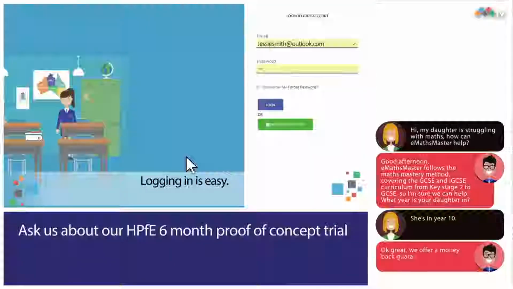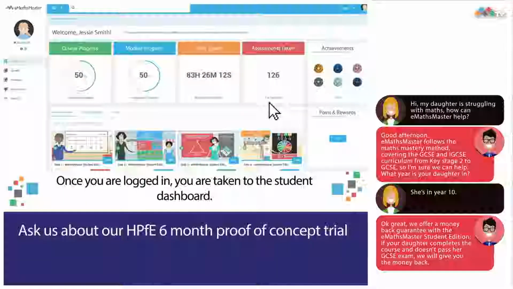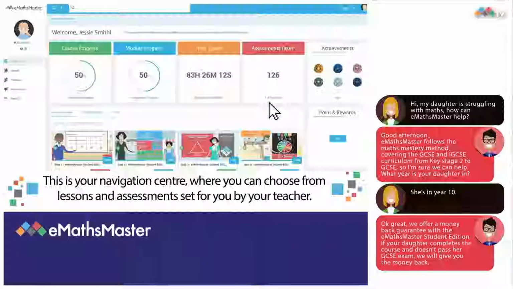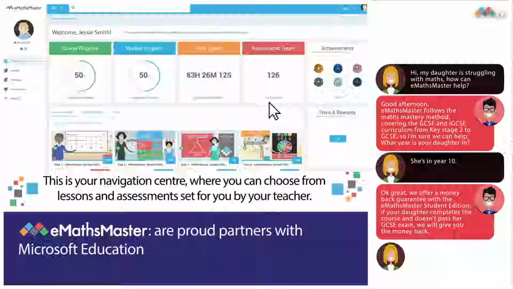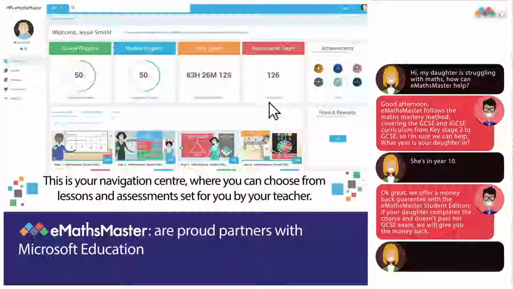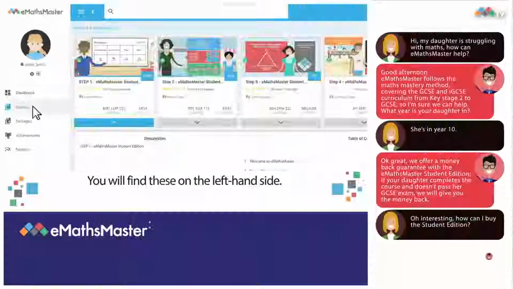Logging in is easy. Once you are logged in, you are taken to the student dashboard. This is your navigation center, where you can choose from lessons and assessments set for you by your teacher. You will find these on the left-hand side.